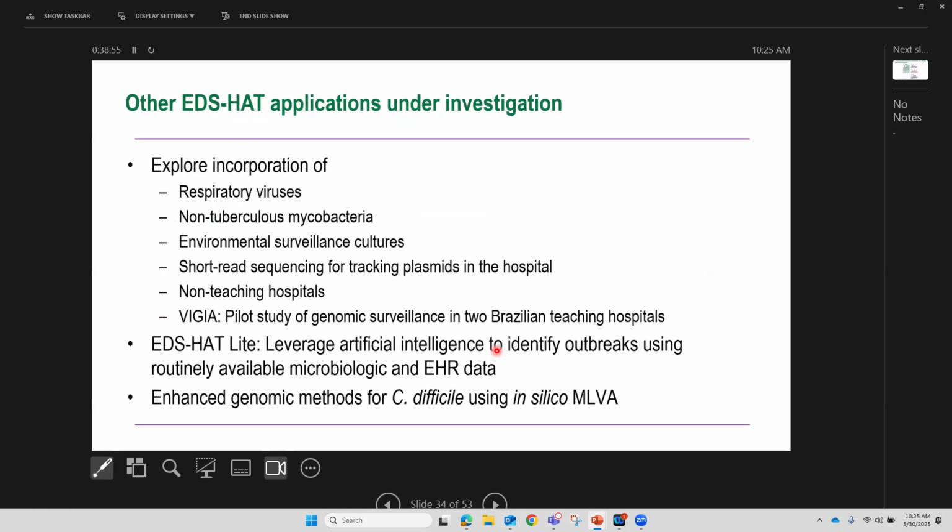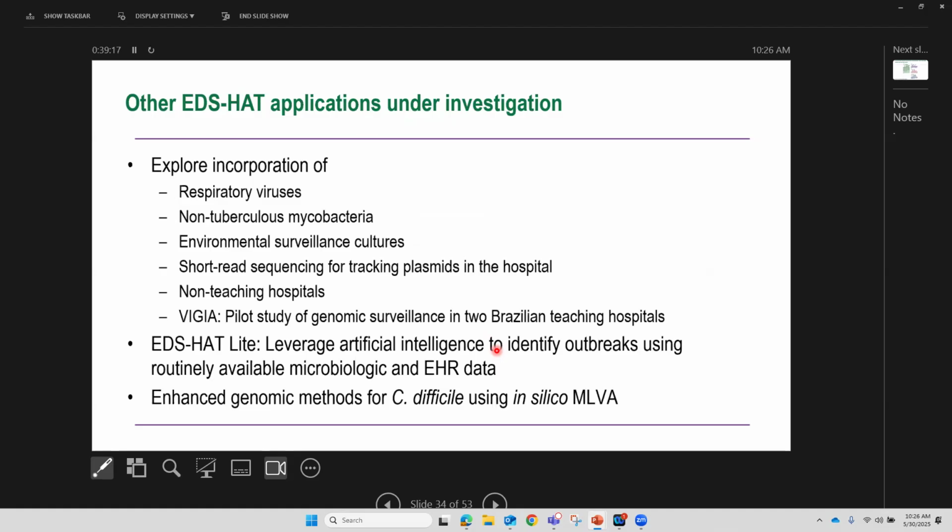So we know there's transmission of SARS-CoV-2, flu, RSV in hospitals. We probably all have had patients who have been in the hospital for 2 months, and they have an RVP now positive for flu. That was acquired in the hospital. And I'll show you some data from our initial analyses of respiratory viruses.